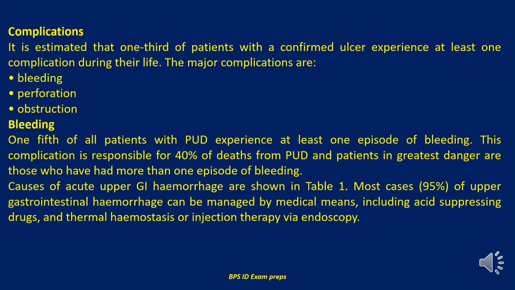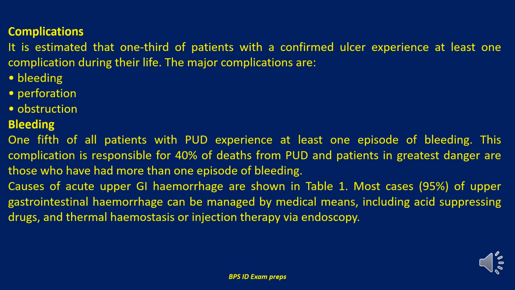We will now discuss its complications. It is estimated that 1/3 of patients with a confirmed ulcer experience at least one complication during their life. The major complications are 1. Bleeding, 2. Perforation, and 3. Obstruction. Regarding bleeding, 1/5 of all patients with PUD experience at least one episode of bleeding. This complication is responsible for 40% of deaths from PUD, and patients in greatest danger are those who have had more than one episode of bleeding.